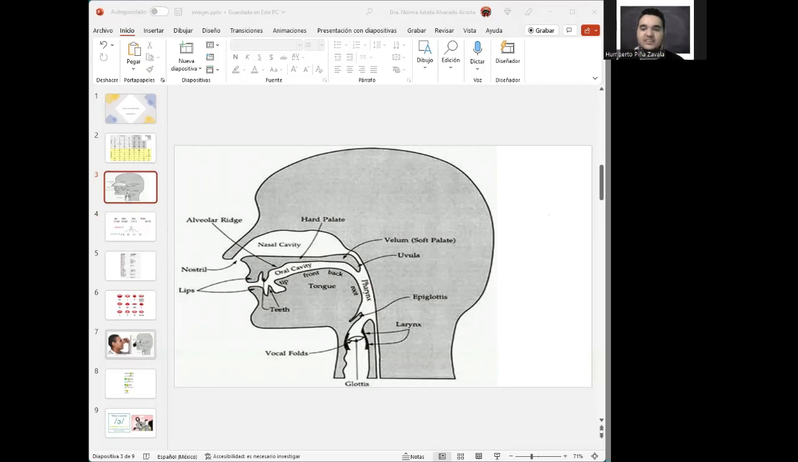Then we have the teeth. The teeth are the white blocks in your mouth that allow you to chew food. They serve in combination with other parts such as the tongue and the lips to block and conduct air for specific sounds. Again, mostly used for consonants.